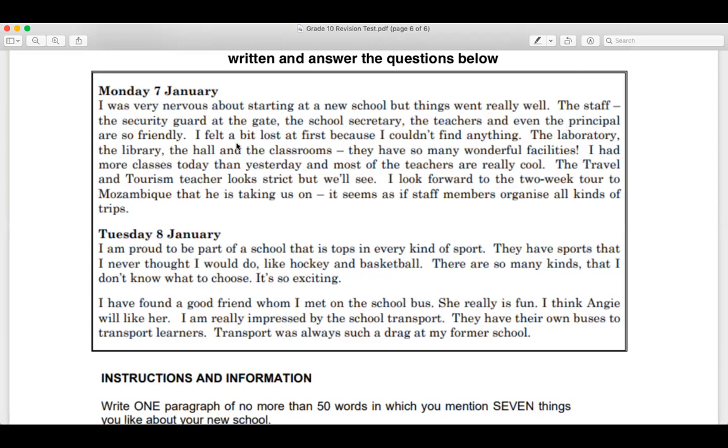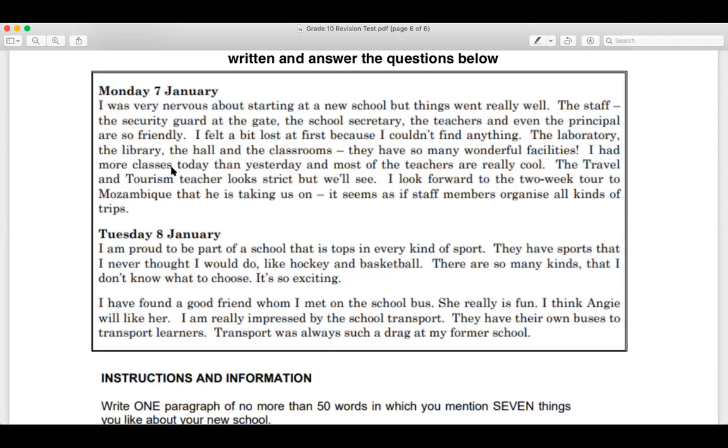Okay, I felt a bit lost at first, and I couldn't find anything. I felt a bit lost at first, okay? Yeah, the laboratory, the library, okay, look at this here. If you look at this, they have so many wonderful facilities. They have many wonderful facilities. So you need to look at the words that you'll be able to remove as you go along.